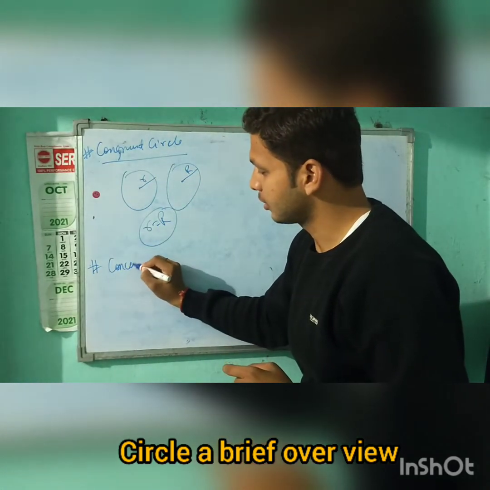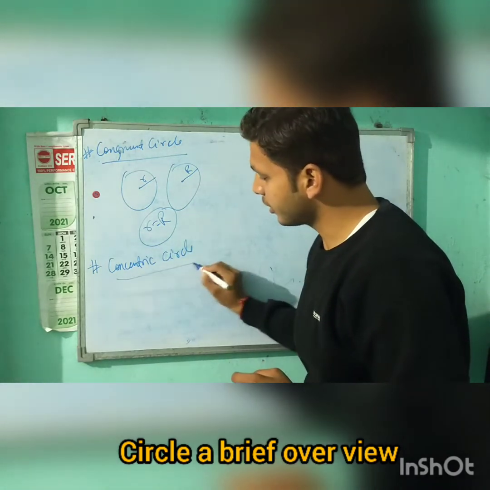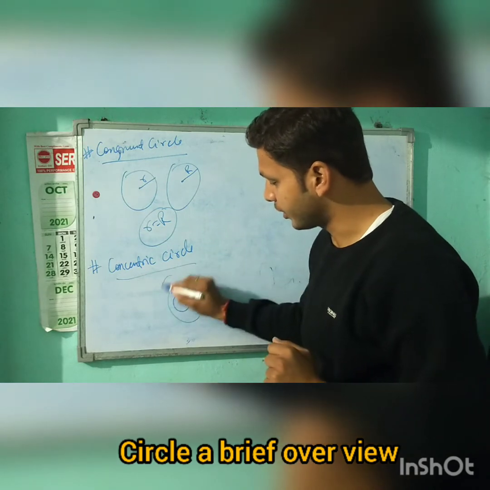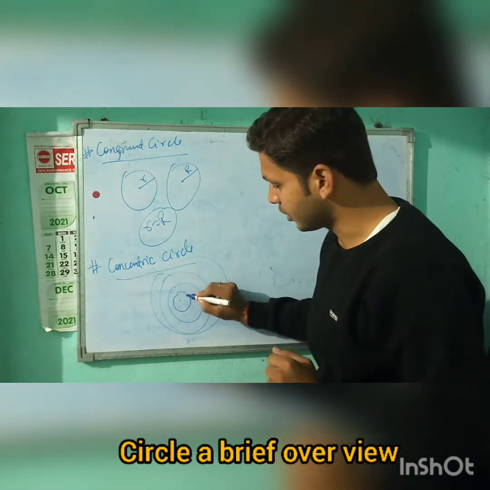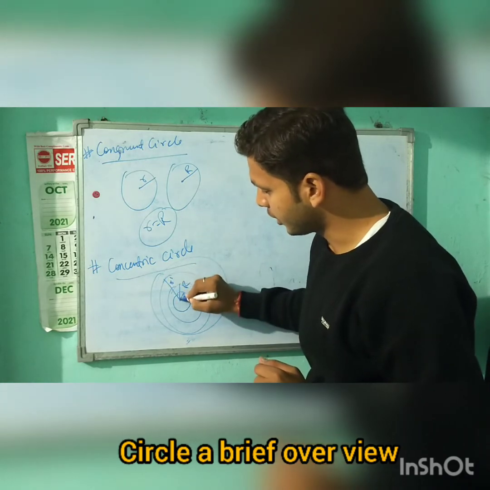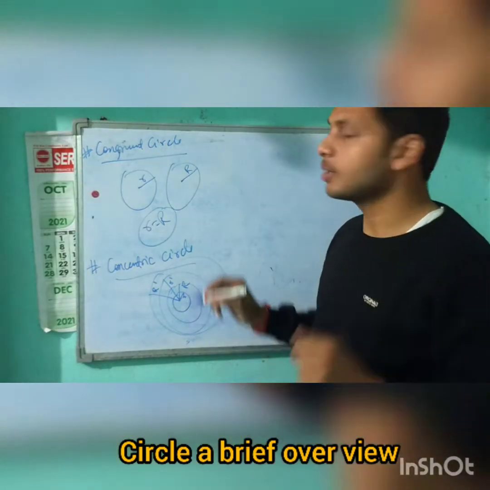Concentric circles. Concentric circles means circles with the same center, but the radii are different. These are concentric: small r, capital R, small r dash, capital R dash, like that. This is a concentric circle. What is a semicircle?